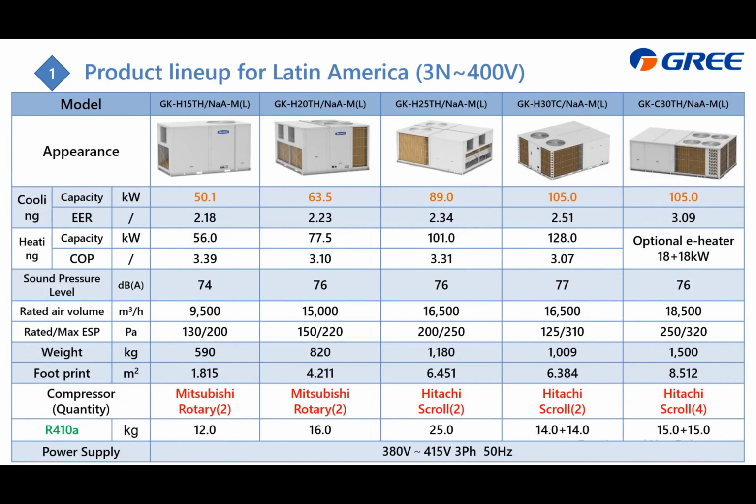This is the second page. Also, you can find that the max is only up to 30 refrigerant ton, which is about 105 kilowatt of cooling capacity. And for Latin America, the 3-phase is 400 volt. For this one, we support heat pump, which means you can select cooling only or heat pump for refrigerant ton 30. And the compressor is either from Hitachi or from Mitsubishi.